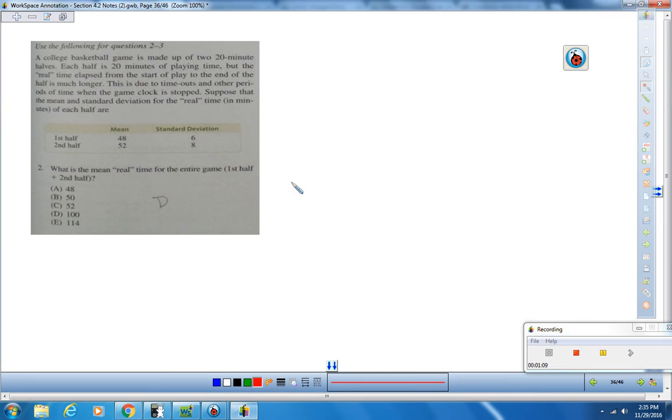So the mean of the entire game, let's say the time of the entire game, is going to equal the first half plus the second half. Okay, so the mean time is just going to be the mean of the first half plus the mean of the second half. So that's just 48 plus 52, or that is 100.